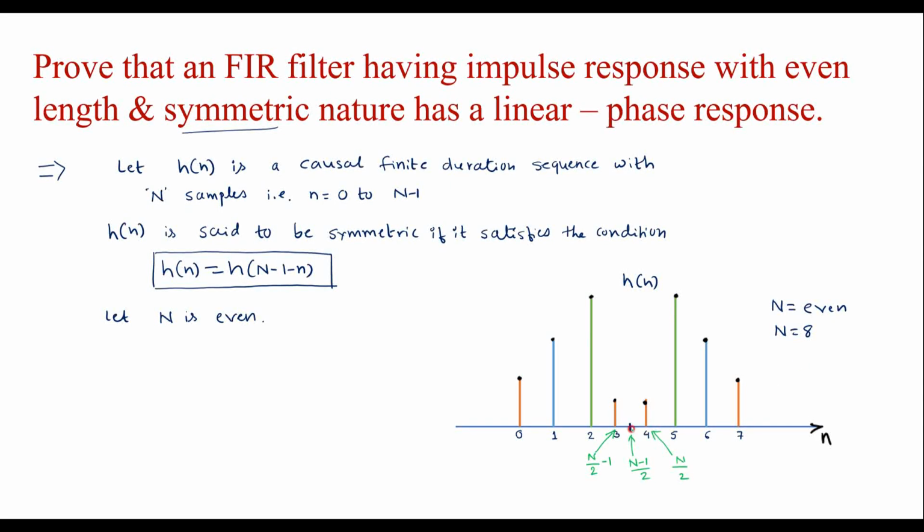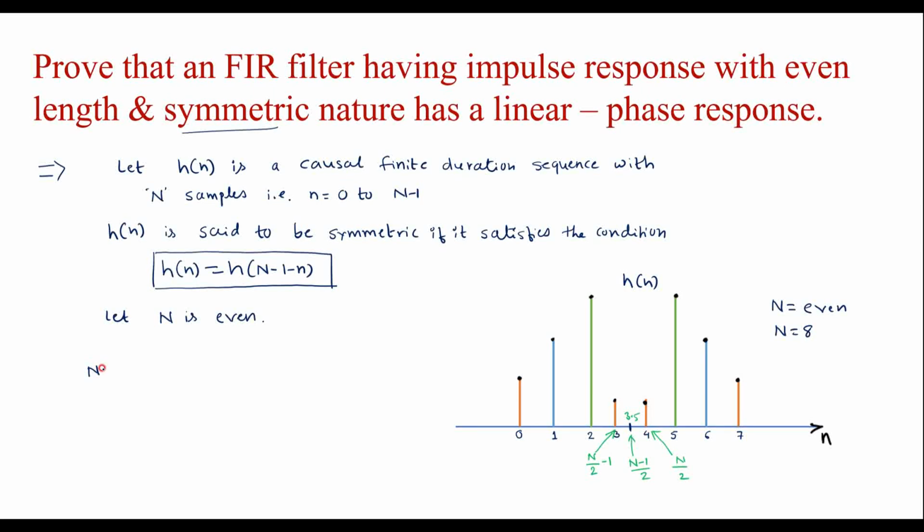Here N is equal to 8, 8 by 2 is 4, and this is the point. About this point, h of n is symmetric. That point is N minus 1 by 2. In this case, it is 8 minus 1, 7, and 7 by 2 is 3.5. So its value is 3.5. This is the symmetric property. Now if this h of n is of even length, that is, we have taken N equal to even, and it is symmetric in nature, then definitely it possesses a linear phase response. Now we'll verify whether it possesses linear phase response or not.